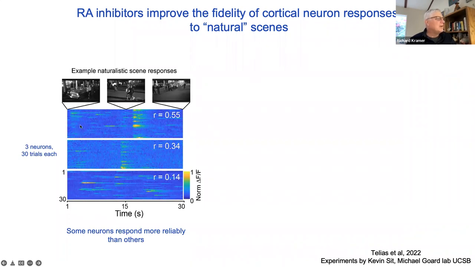And what you're looking at here is a raster plot of many different neurons. I'm sorry, this is three individual neurons, but the movie has been shown 30 successive times. You can see in this neuron, there's one scene in the movie where the cell tended to respond. In this neuron, it's a different scene in the movie where a different neuron tended to respond. And finally, this third neuron responds at different scenes.